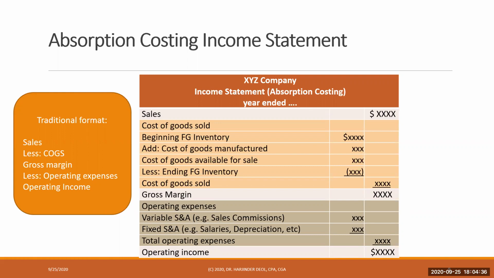They could be variable selling and administrative costs, such as sales commissions, or fixed selling and administrative costs, including general salaries, depreciation, office expenses, and so on. Subtracting the total operating expenses from gross margin gives operating income.